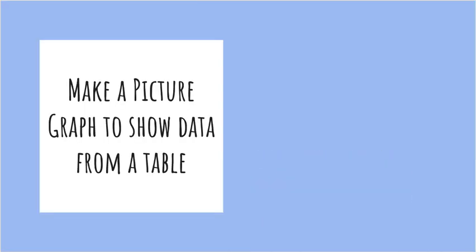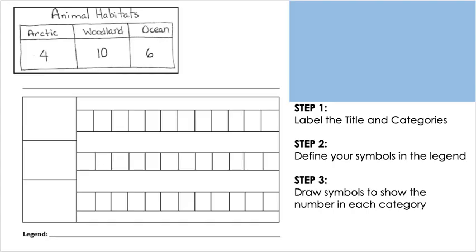So now you're going to watch me make a picture graph to show data from a table. So we're going to start off with this table right here, and then I'm going to go through these steps, and I want you to follow along with me to see what it looks like in a picture graph. So first off, let's label the title and categories. The title is animal habitats, so I'm going to put that up at the top. Then the categories were all the places they lived. So the Arctic, the woodlands, or the ocean. So those are my categories: Arctic, woods, and ocean.